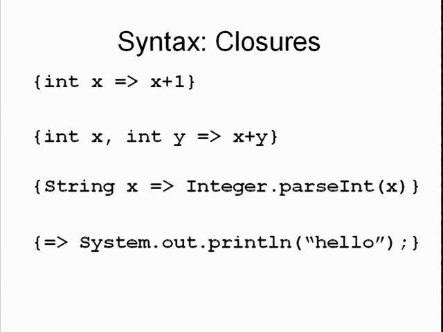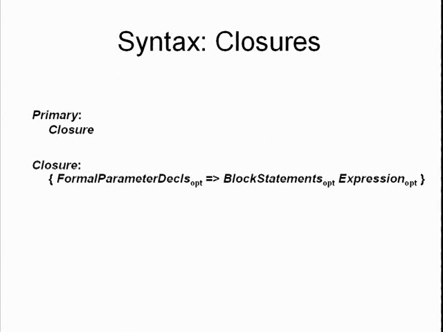So here, a little bit more formally, is the syntax for a closure. A closure is a kind of primary, and it starts with an open curly brace, and then you have your formal parameter declarations. Optionally, you're not required to have any parameters. Then a fat arrow, and then a bunch of block statements, but those are optional. You don't have to have statements. And then a final expression, but again, you don't have to have a final expression. It could just be statements. And finally, a closed curly brace.